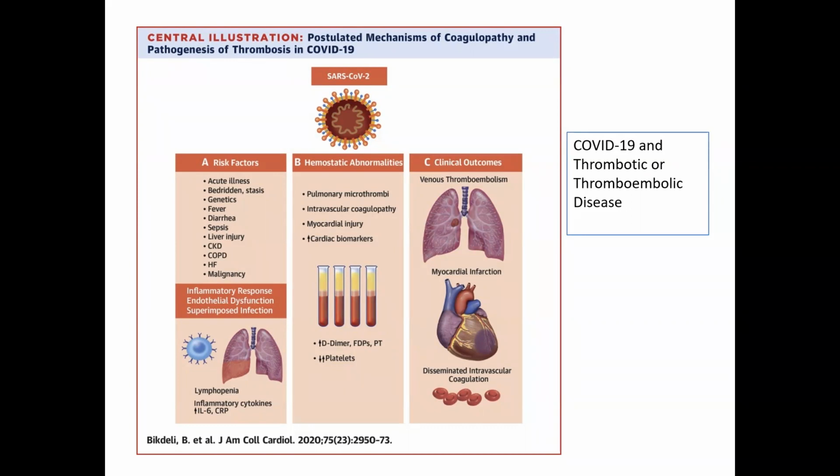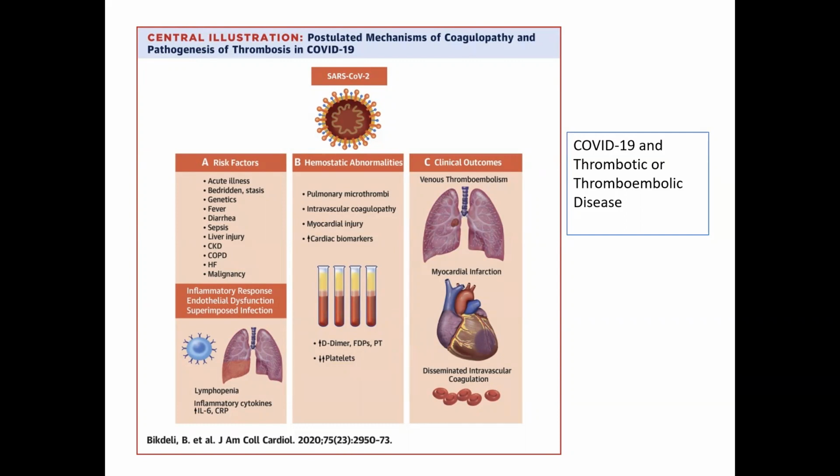Apart from that, some inflammatory responses need to be discussed here. Lymphopenia, which we have seen is common, that is, an increase in NLR, the neutrophil lymphocyte ratio. We all have been talking about it, that if NLR is more than 3.3, there is a higher risk of complications. Then inflammatory cytokines, an increase in interleukins and CRP.